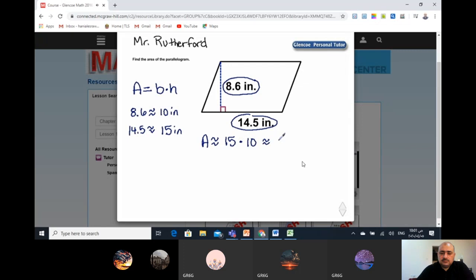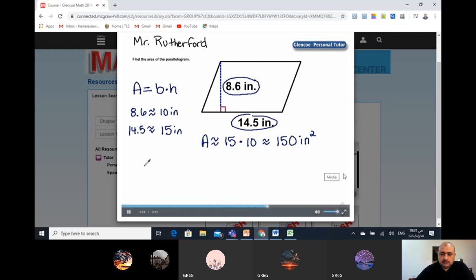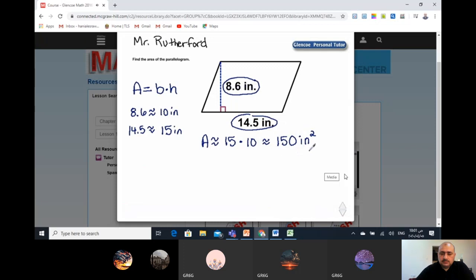So we'll have an area approximately equal to 150, and this will be square inches. So now let's find the exact area of this parallelogram using the values given: 14.5 inches as our base and 8.6 inches as our height. And we'll compare that to our estimated answer of 150 square inches.